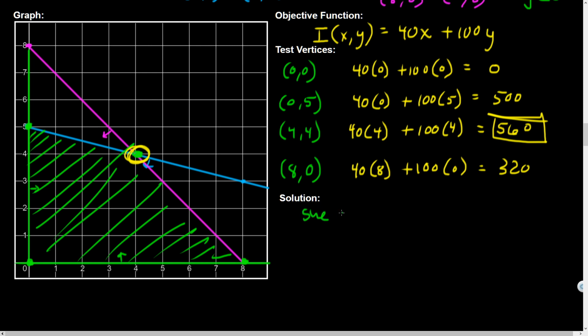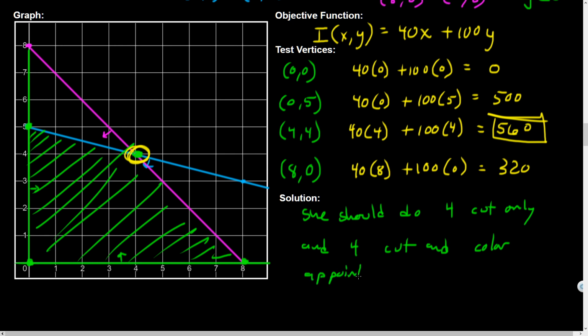So she should do 4 haircuts, cut only, and 4 cut and colors. Boom. Now technically there are other possible combinations. Like this is a possible combination, right? 6, 2. This is a possible combination, 7 and 1.